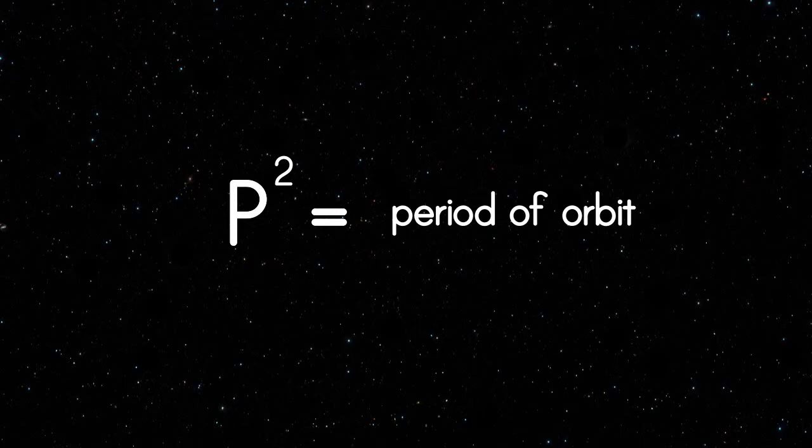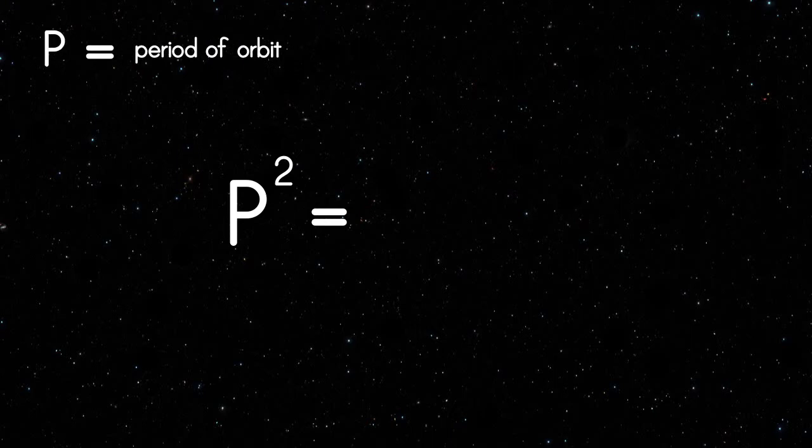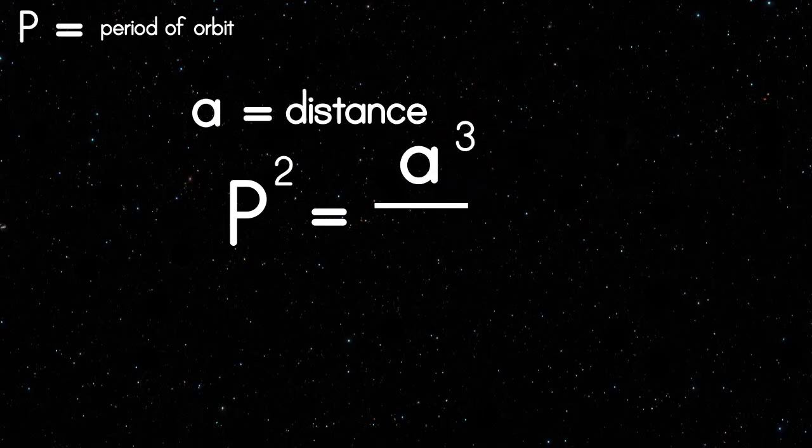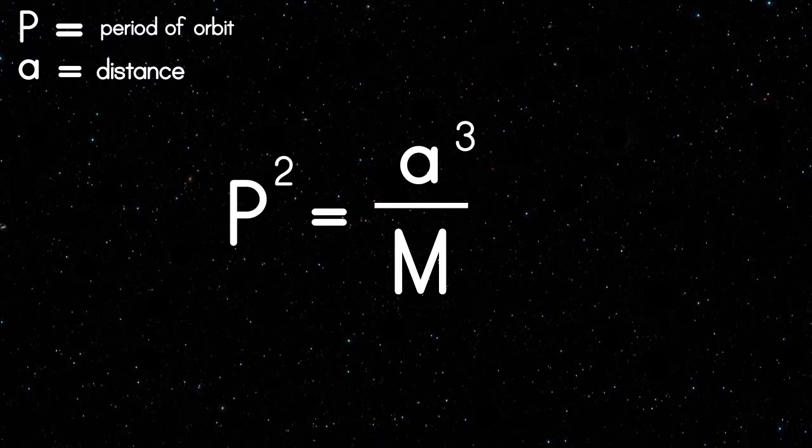The first part is P, which stands for the period of orbit, or how long the stars take to revolve around each other. The second part is A, which is used to describe the distance between the 2 stars. And finally, the third part is M, which we're solving for, that stands for the combined mass of the 2 stars.